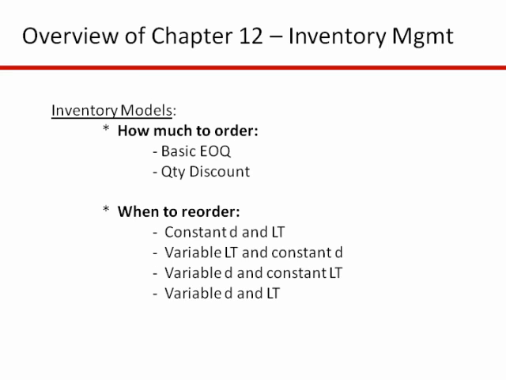So in Chapter 12, we're going to look at two general types of models. The first one is how much to order, and we'll look at the basic EOQ and the quantity discount functions, and then when to reorder, the reorder point models. There are, again, like 4 or 5 of those, and we'll look at each of those as well.